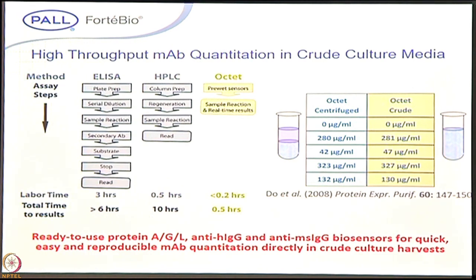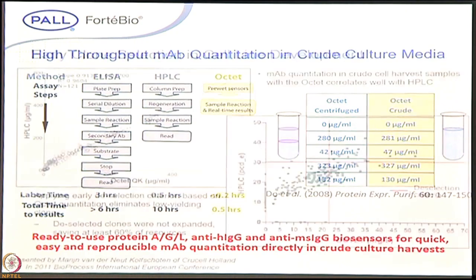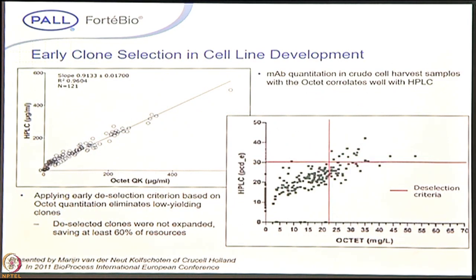The good advantage is that 96 samples you can screen in just 40 minutes. But in comparison to protein HPLC or ELISA-based methodologies, those take a long time. ELISA roughly takes around 3 to 4 hours, and even protein HPLC for 96 samples takes 8 to 10 hours. But you can quickly titrate the protein of interest in just 40 minutes. In one comparison, they did early clone selection in cell line development. They did a correlation of HPLC versus the Octet platform. It is comparable with the other methodologies.